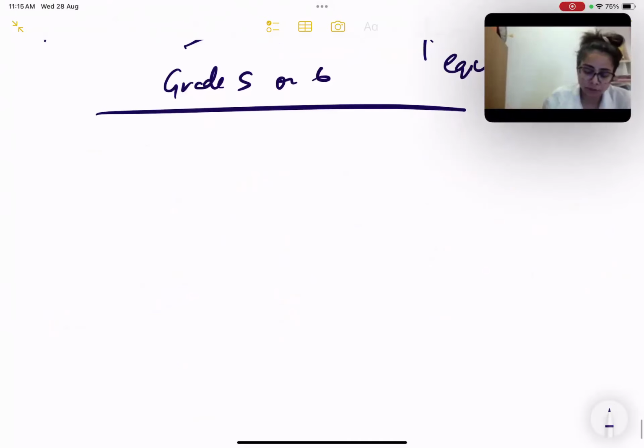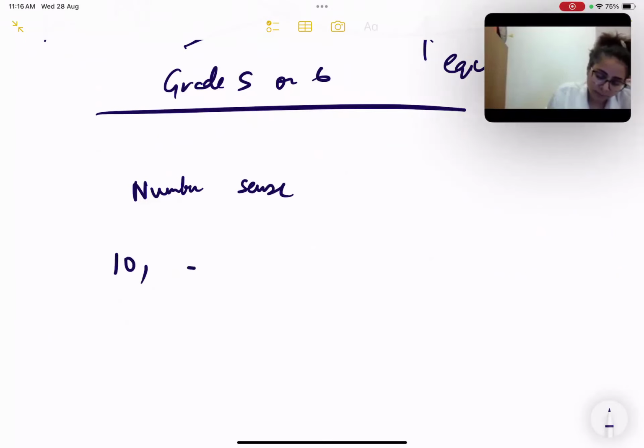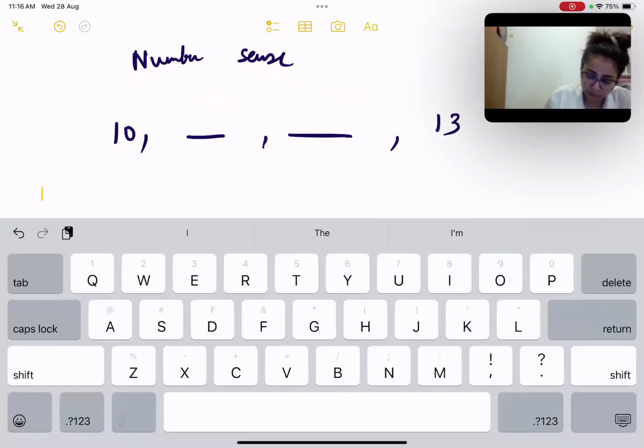Now that the child is familiar with number bonds and knows how to make the numbers, I want to check the number sense. Okay, so in number sense, I will write some numbers randomly, and I'm going to ask the child to fill up the blank over here. Okay, 11, 12, and 13. The child can do it easily.